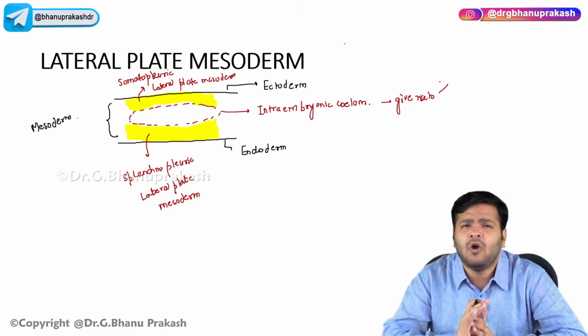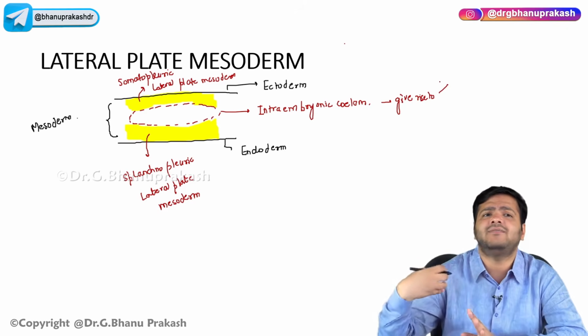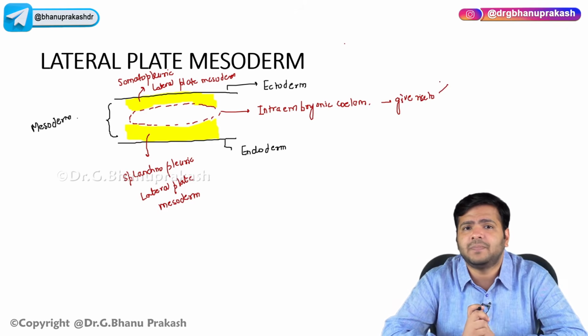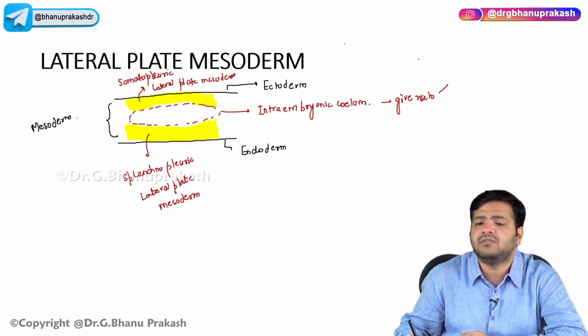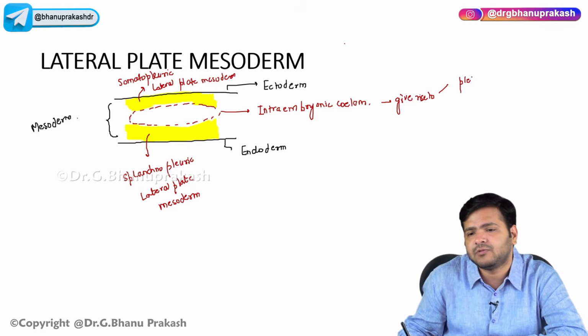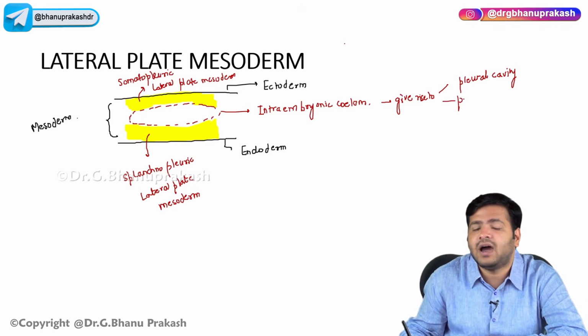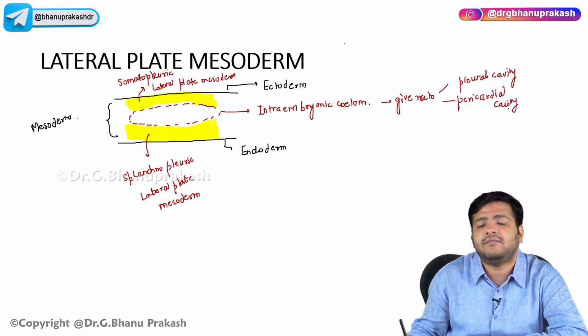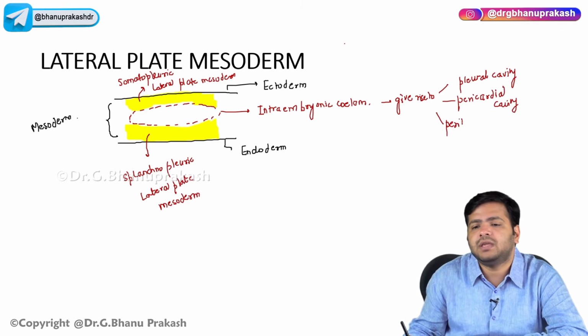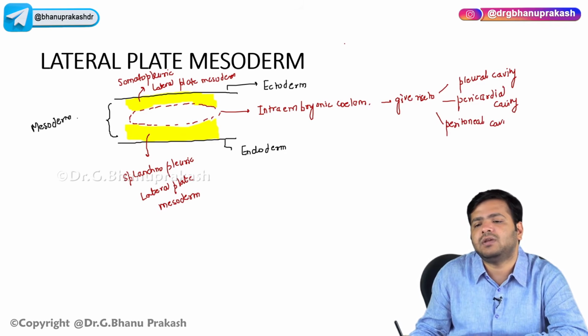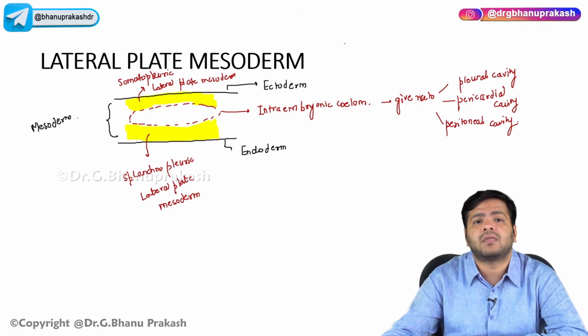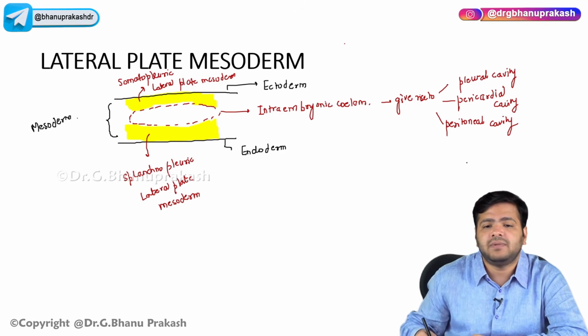Remember the very first thing, all the cavities. The intraembryonic coelom will give rise to the pleural cavity, the pericardial cavity, the cavity of the heart and of the lungs, right? Parietal pleura, visceral pleura, you have heard. We have the pericardial cavity, and we also have the peritoneal cavity, right? Now, the somatopleuric lateral plate mesoderm.